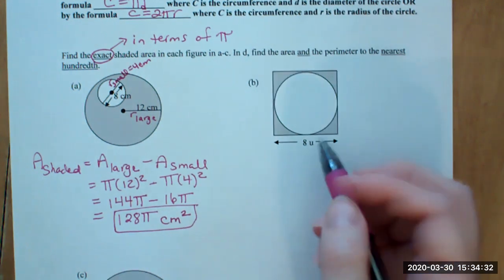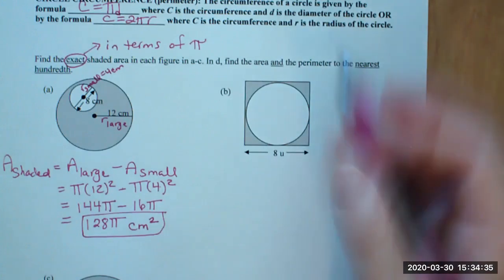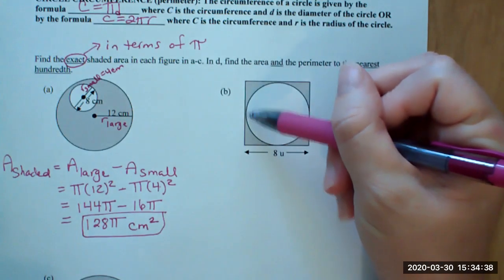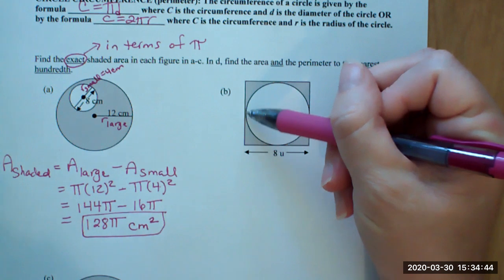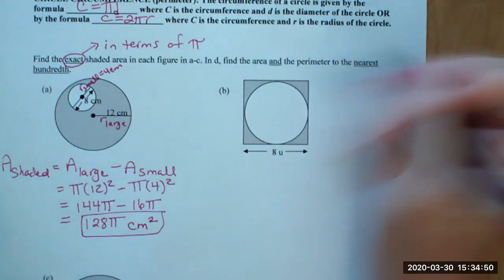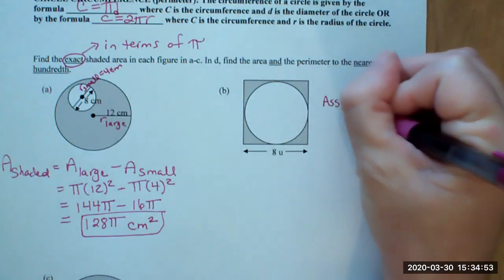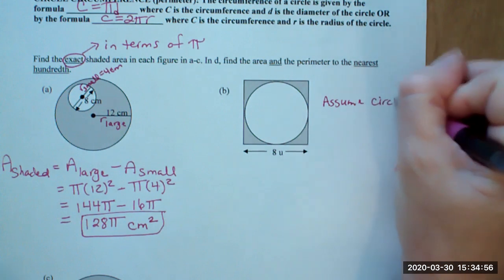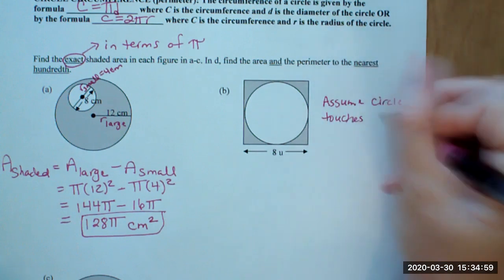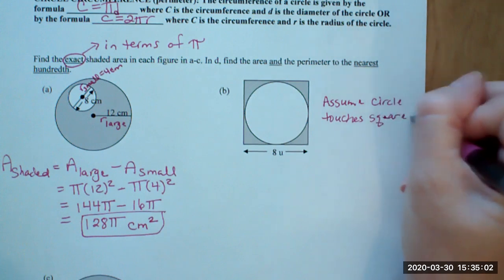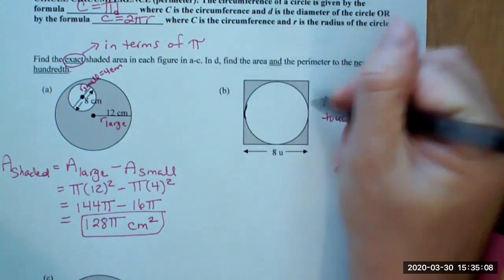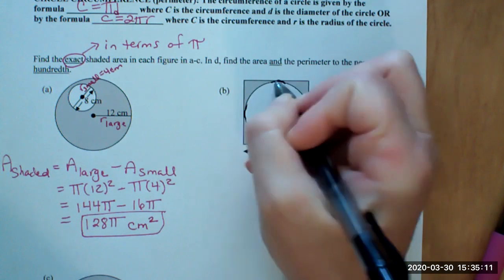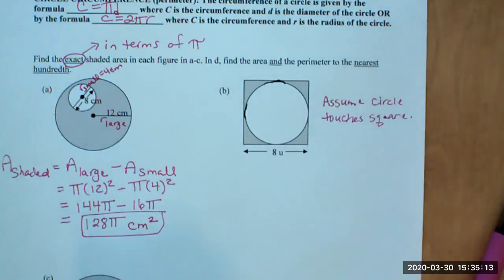Moving on to part B. If you look really closely, your eyes are mostly better than mine, you can see there's a little space between the circle and the square. Let's just ignore that space. We're going to assume that the circle touches the square. If you wanted to, you can draw it so it looks the same as on the top here, with the circle actually touching the square.